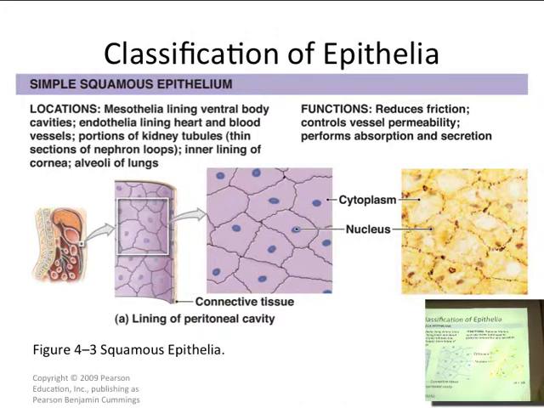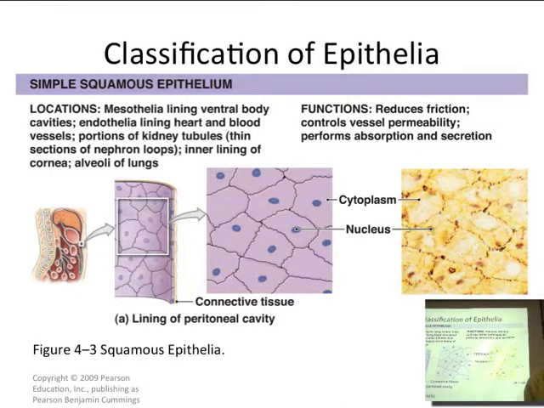All right, so simple squamous epithelium. We find these in the ventral body cavities and the endothelium lining the heart and blood vessels. So a simple squamous epithelium would be like the inside of your arteries. Portions of the kidneys, the thin section of the nephron. We find it in all sorts of places.